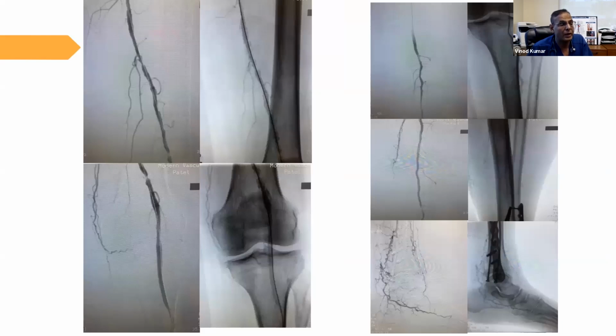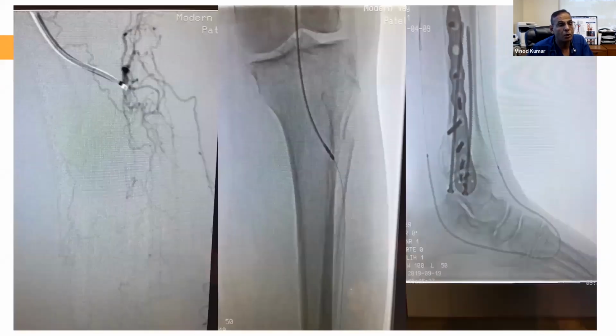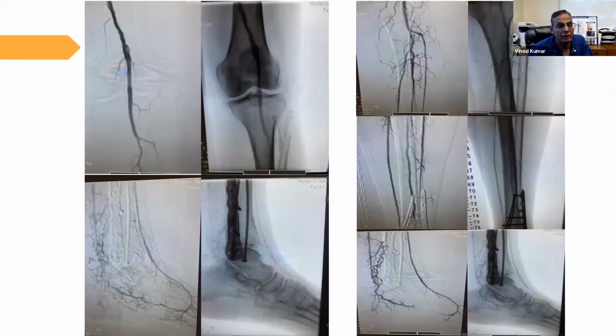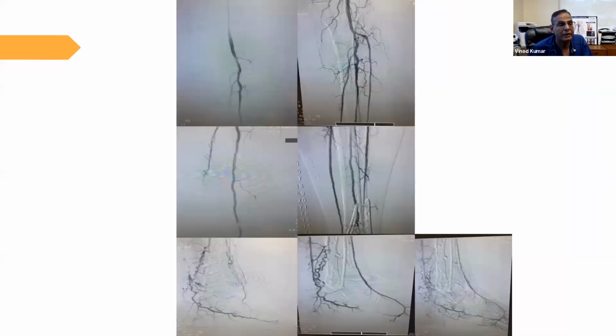There's some narrowing higher up. So eventually, if you see this, there was not much blood into the foot. And finally, we were able to get the blood and fully restored circulation right here. Okay. So this patient healed very nicely.